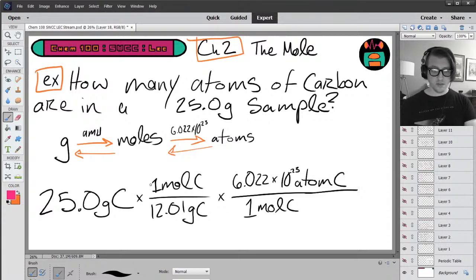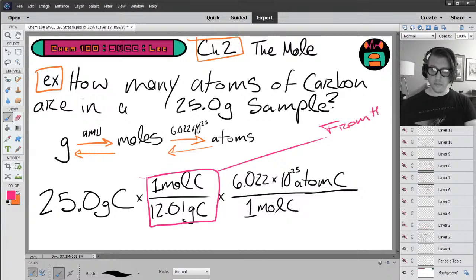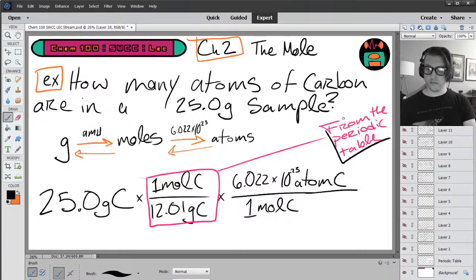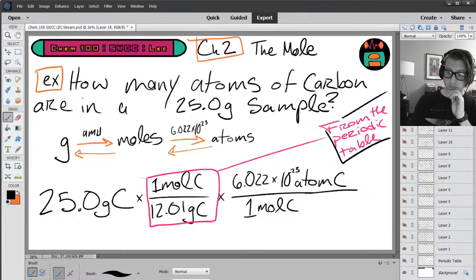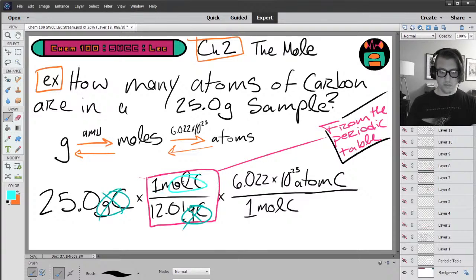Again, this unit conversion won't be given to you in the problem, but you don't have to memorize it. This is from the periodic table, which will soon become the best friend you have in this class. All right, from the periodic table. Okay, so let's cancel some units. You'll notice that grams of carbon cancels with grams of carbon, moles of carbon cancels moles of carbon, leaving us with just atoms, which is good because we're trying to find atoms, right? That's what we're after.